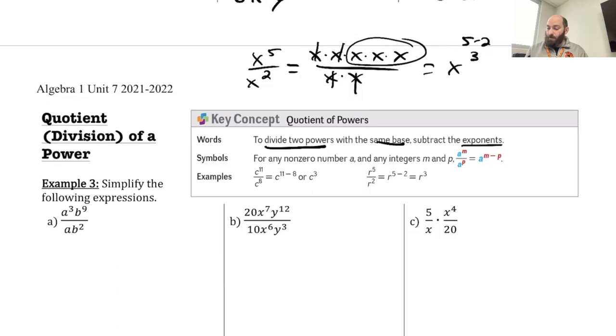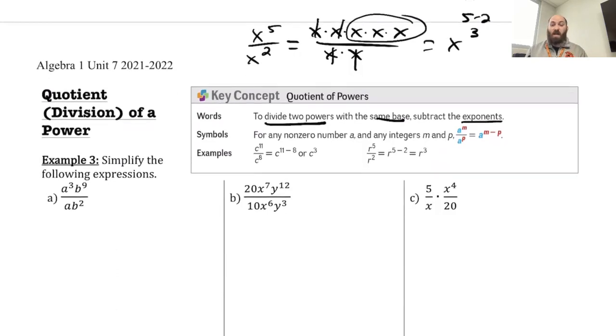Okay, and so that's what's happening here. We are just going to subtract them as long as it's the same base. So you see that here: c to the 11th divided by c to the 8th. That's the same as c to the 11 minus 8, which is c to the third power.